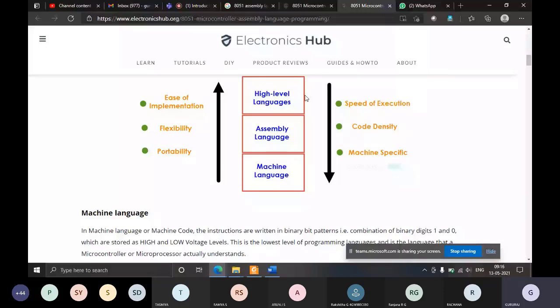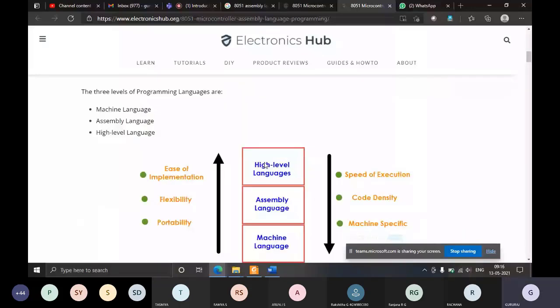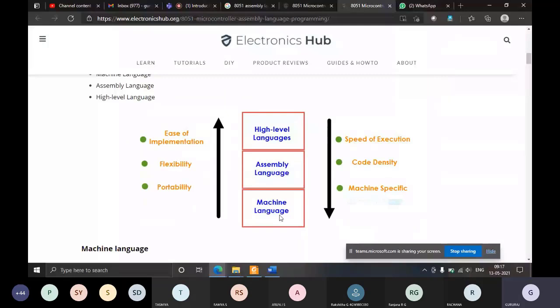So the job of converting high level language to machine level language will be taken care of by a software known as a compiler. The compilers are very strong today, which will do the conversion in an optimized way, so that the high level language that you write will be converted to that particular specific machine level language. So that is taken care of by the compiler.